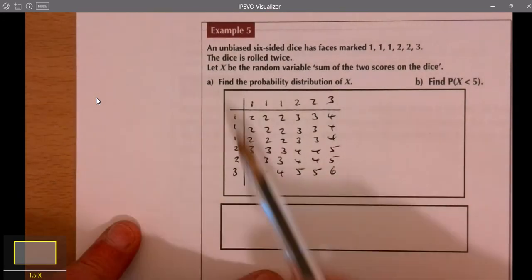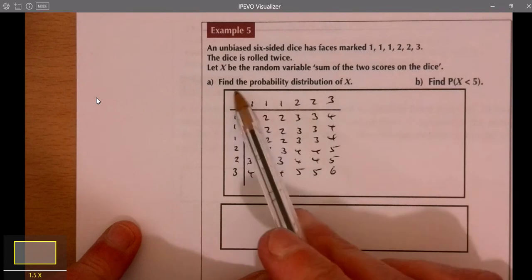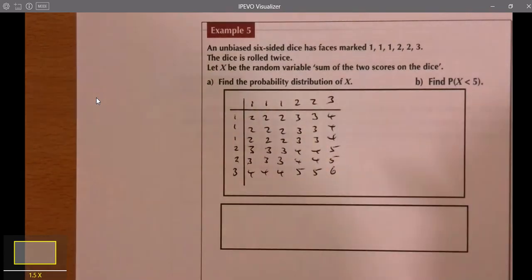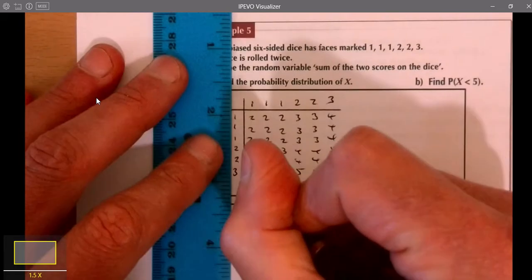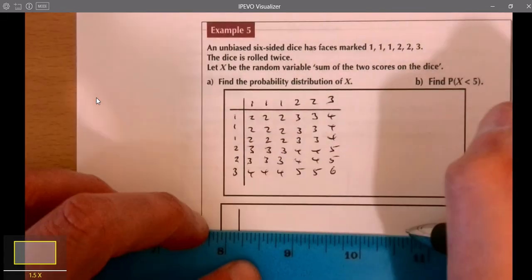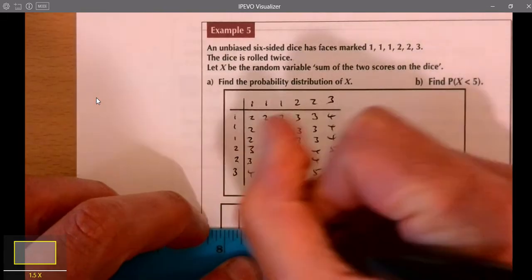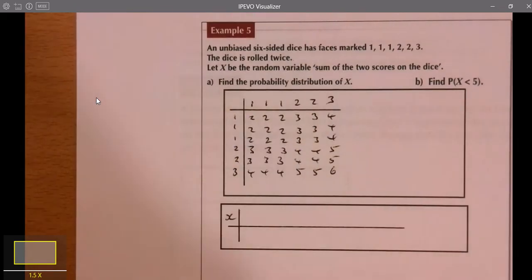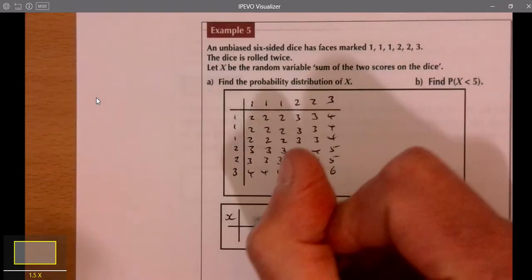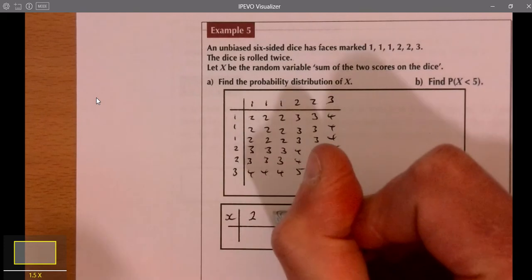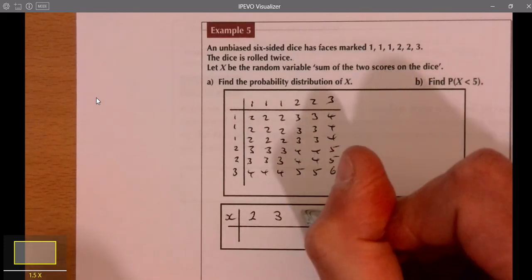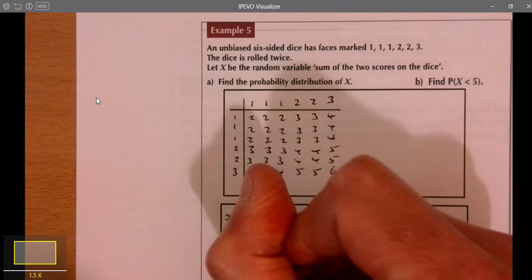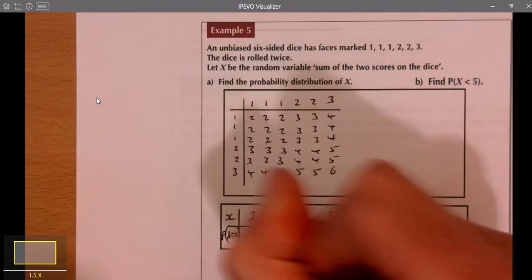So we're going to find the probability distribution of X. Let's pop this in a little table. It's probably the easiest thing to do. So what are the different scores that we could get? Well, we could get a score of 2, 3, 4, 5, and 6.